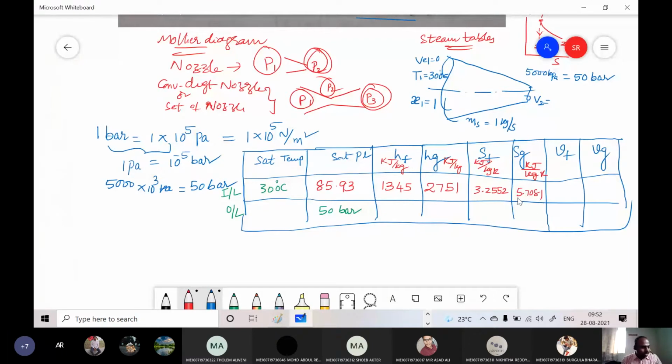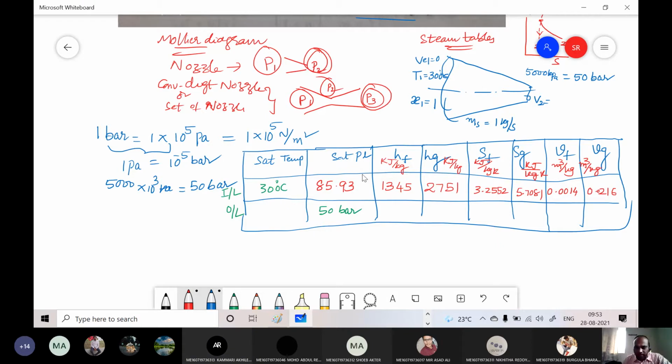Then corresponding to the same temperature, what is the specific volume of the fluid? The specific volume is in meter cube per kg. VF is 0.0014. Tell me the VG value. 0.0216. Now this is the inlet condition.